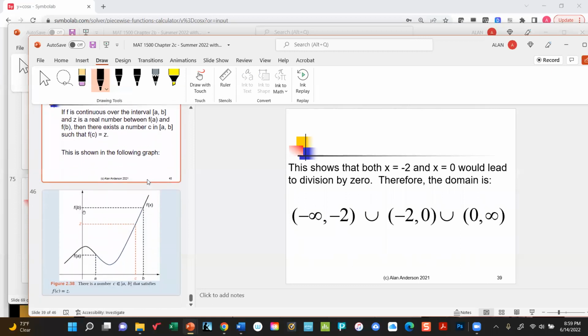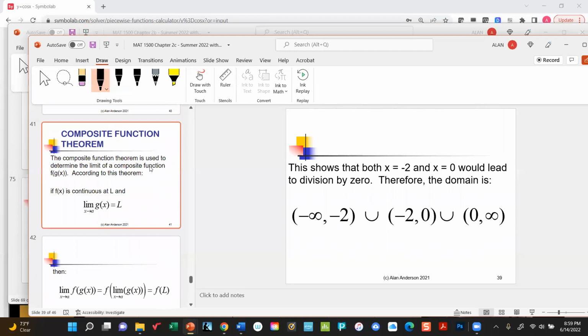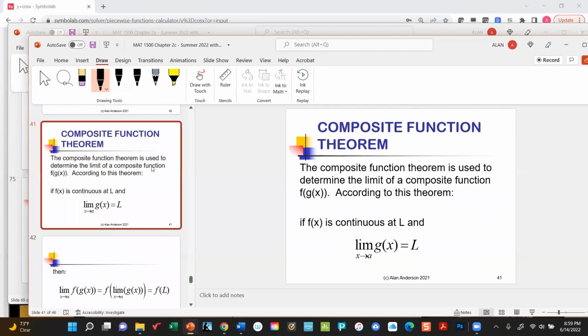All right, so we've got 2 more theoretical results I just want to quickly show you. And then on Thursday, we'll pick it up with chapter 3, where we get to look at derivatives at long last. So this next one is called the composite function theorem. Basically, it shows us a quicker way of calculating limits for a composite function, f of g of x. Now here, as always, there are multiple ways of doing this.